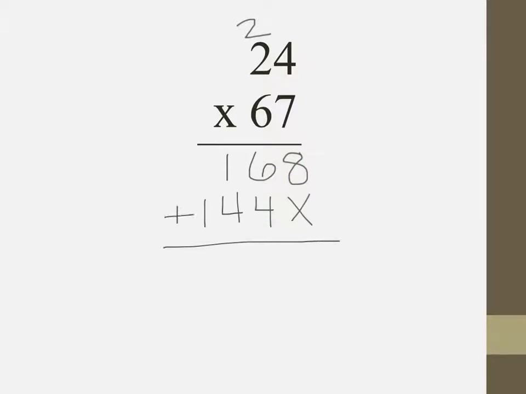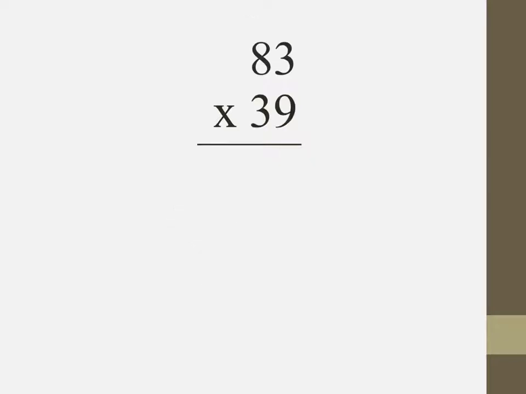Now I'm going to add these. I'm going to bring down that 8. 6 plus 4 is 10. Carry the 1. 4, 5, and 6. And just bring down the 1. So the answer to 24 times 67 is 1,608. Now, let's try another.